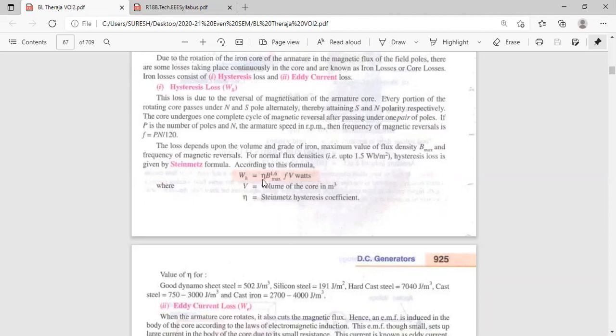Now tell me, WH is proportional to frequency. Write down. Next line you write. WH is proportional. Write the proportionality symbol. WH is proportional to F.